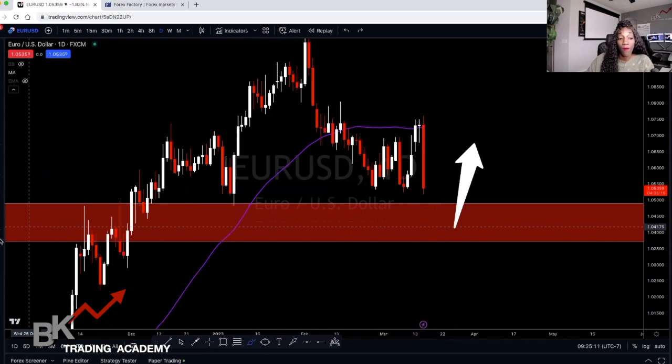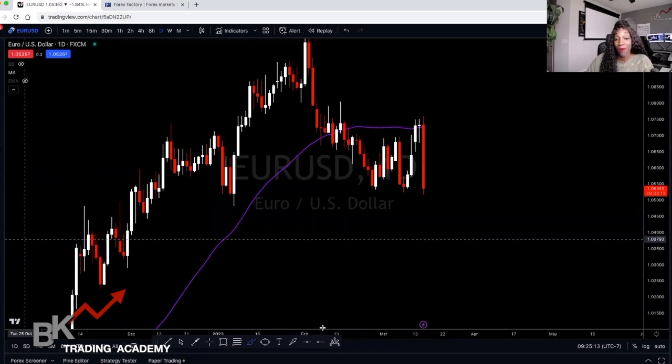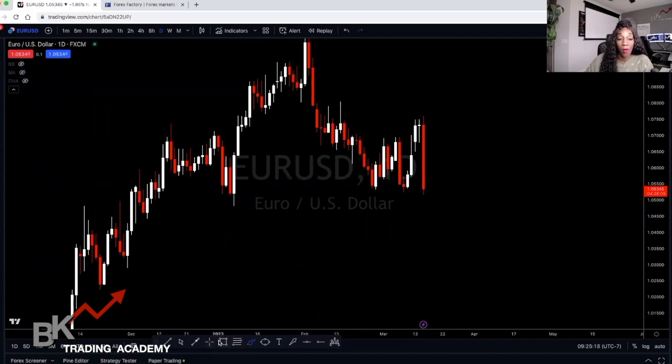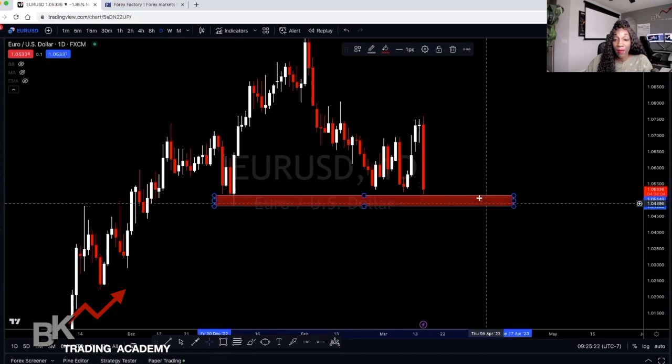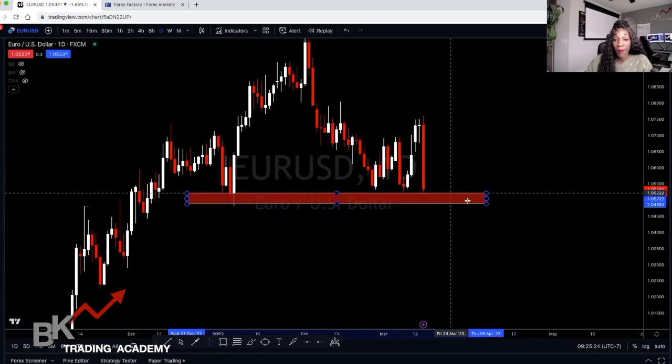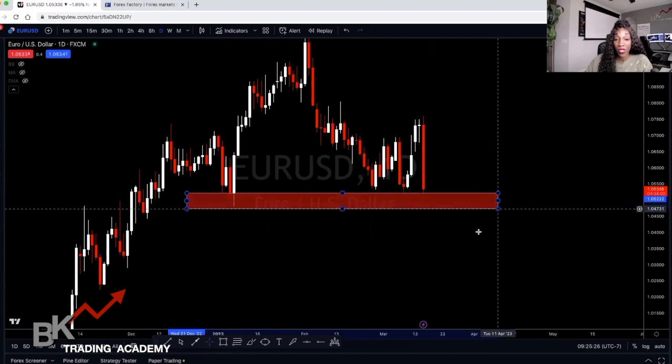So if I know, for example, that price is in a reversal zone, this is the zone that I want to focus on right now. So I'm going to draw my zone here, and this is going to be my demand zone. This is an area where I'm expecting possibly some buying pressure to come in.